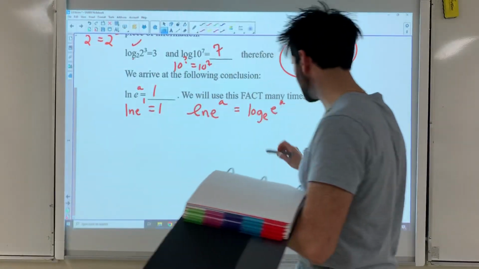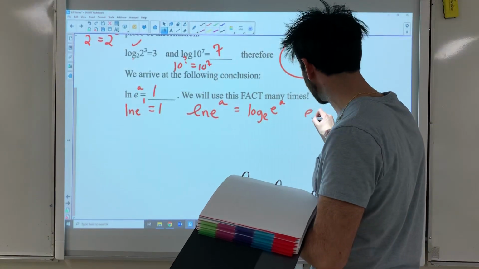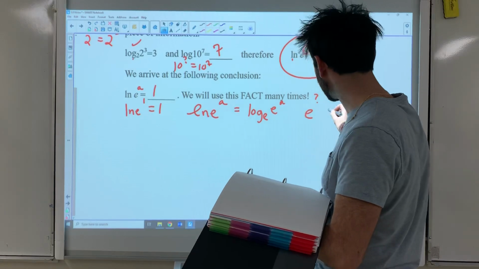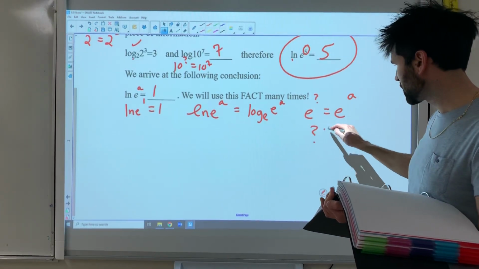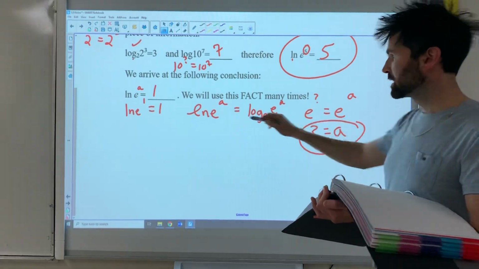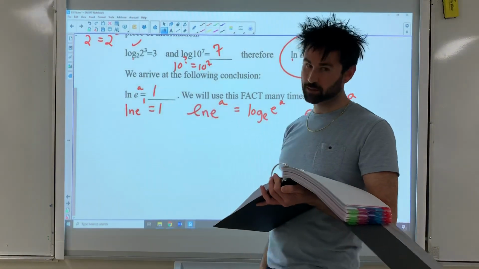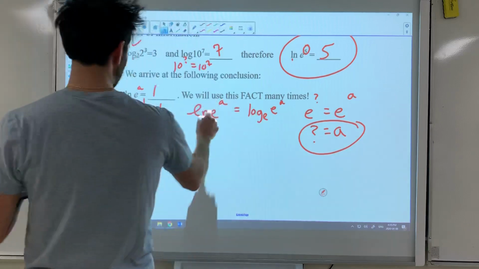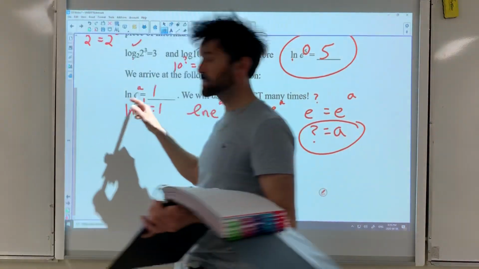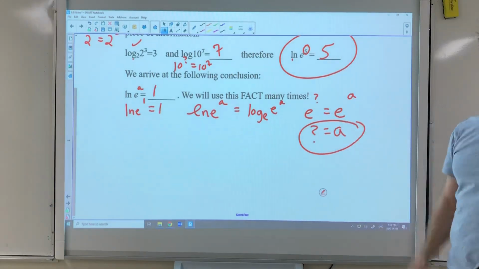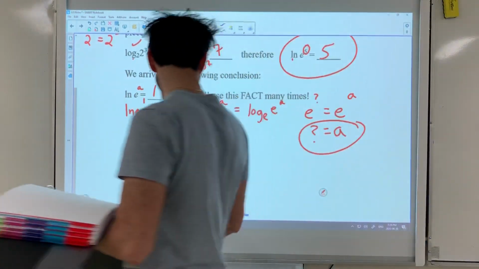Because you'd be asking yourself the question, well, e to some power has to equal the argument, e to the a. What's the question mark? The question mark is whatever a is. In this case, a is 1, so the answer is 1. All right? So please remember this property. Very, very important. Because when it does come up on the exam, usually it has something to do with that property. Okay? Here, check your understanding.